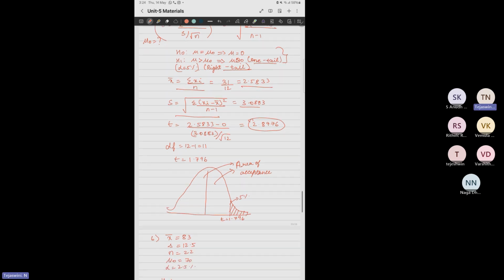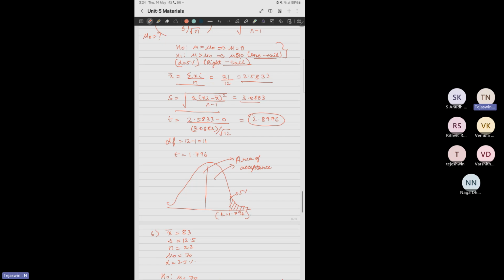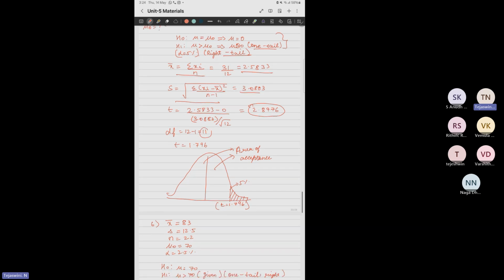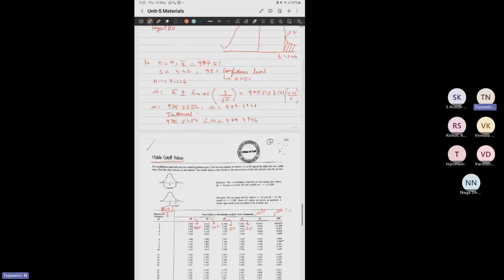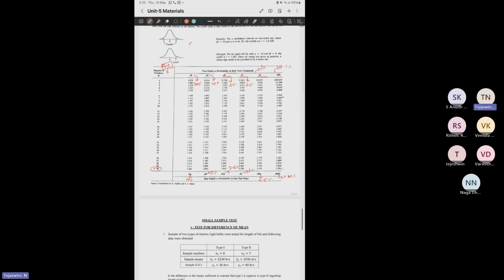For 5% level of significance, degree of freedom is 11. How do we check the t value for 5% level of significance? So we'll go to the t table. Degree of freedom is 11, 5% level of significance, and one tail. So since this is one tail, we'll have to check from the bottom. 5% level of significance is over here. Degree of freedom 11 is over here. So the value of t will be 1.796.